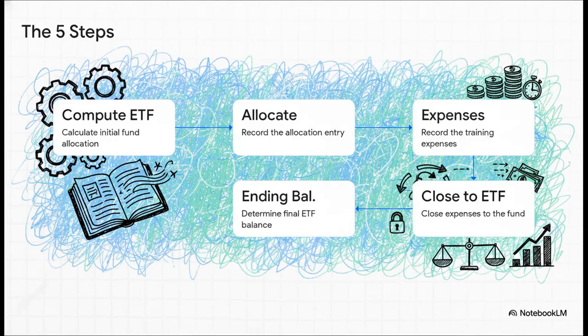Now, to properly reconcile the cooperative's books, we can't just fast forward to the end. We really need a clear roadmap to prevent any sort of financial mismanagement. The MAFAR framework actually outlines 5 exact requirements we have to fulfill to complete this cycle. First up, we compute the ETF. Second, we formally record that allocation. Third, we record the actual training expenses as they hit. Fourth, we perform the crucial step of closing those expenses out to the ETF itself. And finally, step 5, we figure out the ending balance of the fund. 5 clear steps to total financial clarity.